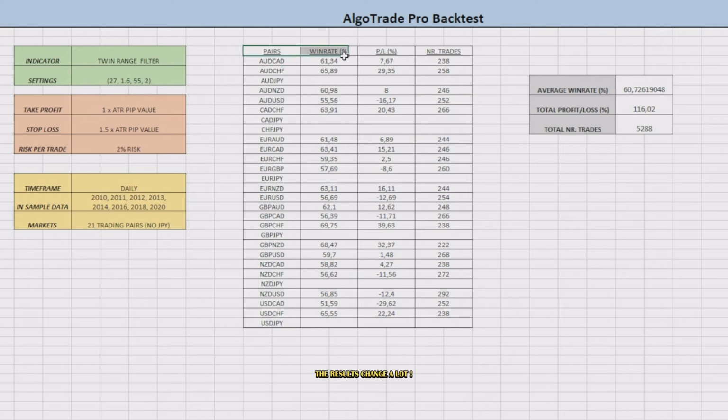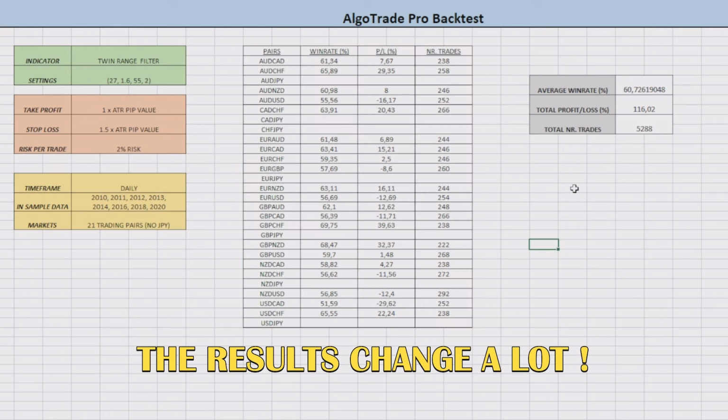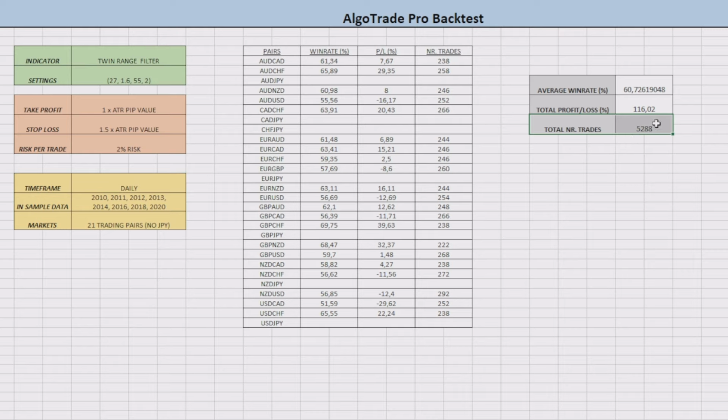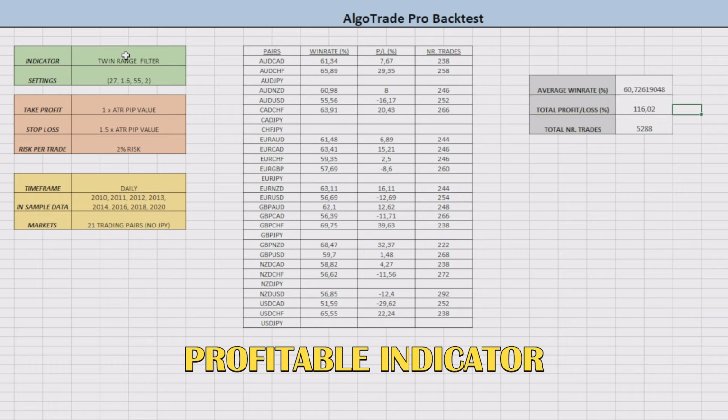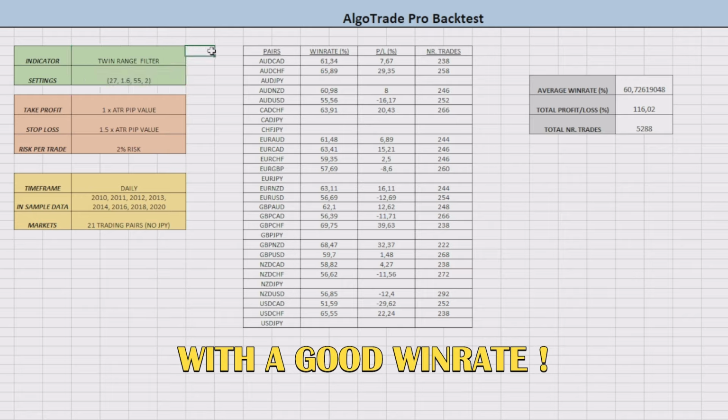As you can see, the results change a lot. Now, in these 21 pairs, which continue to be a big sample size, after almost 5,300 trades, our twin range filter indicator has a new average win rate of 60.73% and a profit of 116%. So, we can see that it is a profitable indicator with a good win rate.